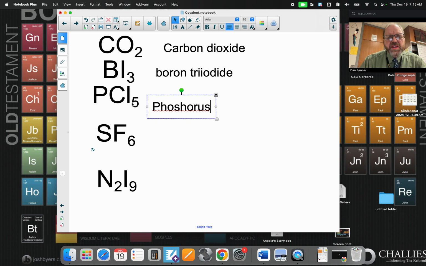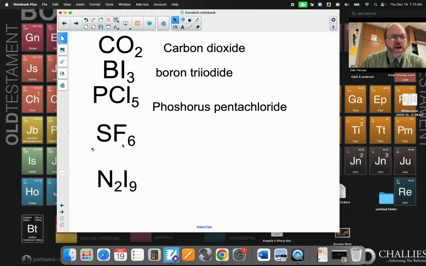Now phosphorus has either US or OUS, either the PHOS, PHOROUS. That's correct. It doesn't like it either way. Oh well, we keep going. Phosphorus, and then that's 5 pentachloride. Remember the ending is IDE. That's all one word. Pentachloride.